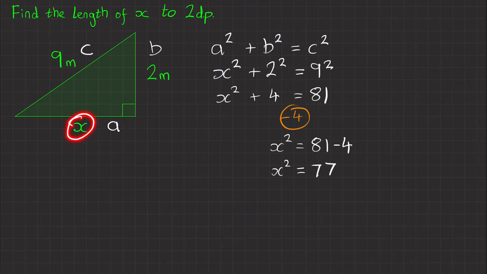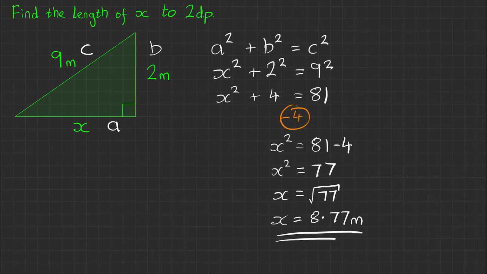Now we want to find x, but we've currently only found x squared. So in order to find x on its own, we need to do the inverse operation of squaring. So we'll square root both sides. And that will leave us with x equals the square root of 77. Enter root 77 into your calculator, and you'll end up with a value of x equals 8.77 meters to 2 decimal places. And there's your final answer.